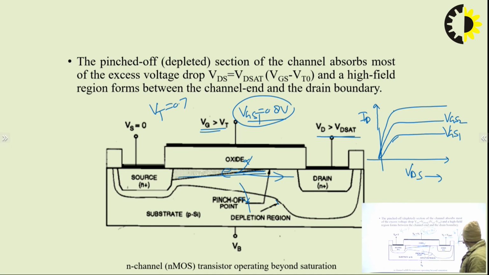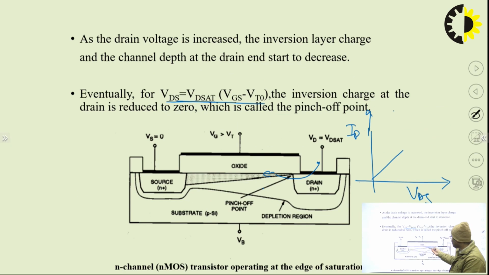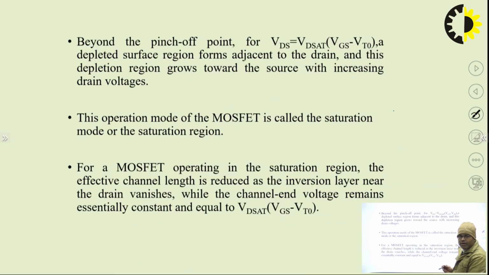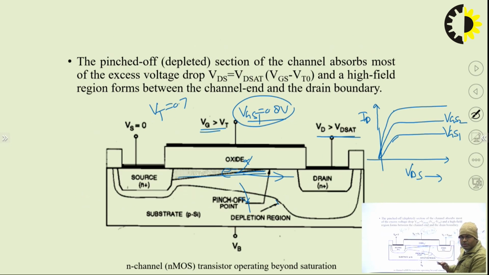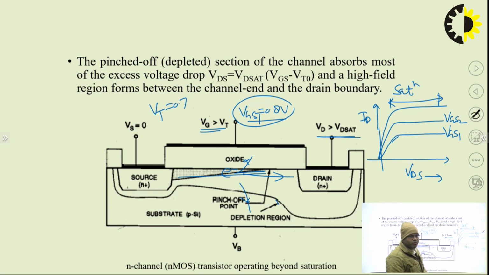From this point to this point, this curve is called the linear region, and such a mode of operation where the channel is created, where the channel is available, is known as the linear mode of operation. Where the saturation point is reached, where the current is saturated, this region of the characteristic curve is called the saturation region, and the MOSFET is said to be working in the saturation region.